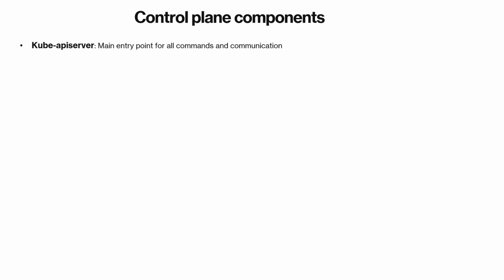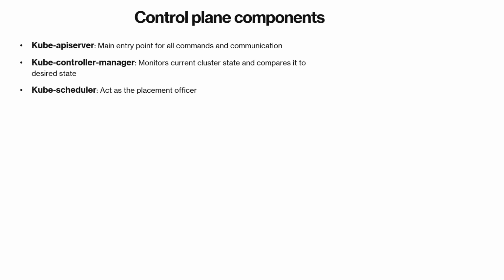Now let us take a look at the control plane components. The first one is the Kube API server. The Kube API server acts as the entry point for all the commands and communication. The second is the Kube controller manager. What it does is monitor the current cluster state and compare it to the required desired state. Third one is the Kube scheduler. It acts as a placement officer. It means it selects the nodes where the pods can be best scheduled.